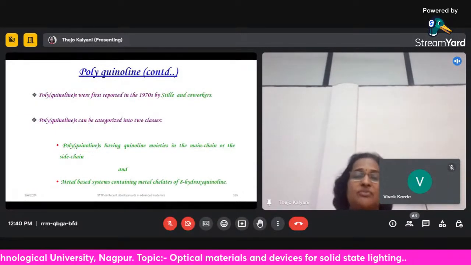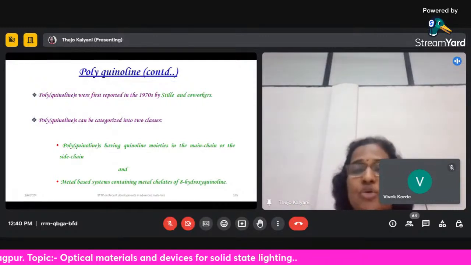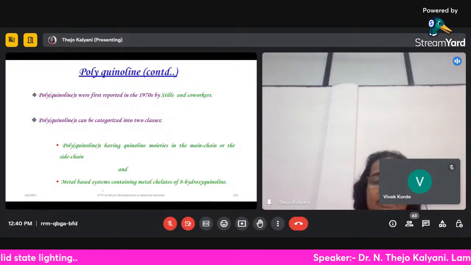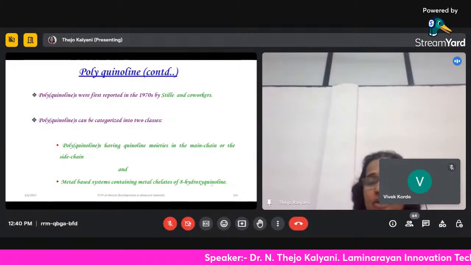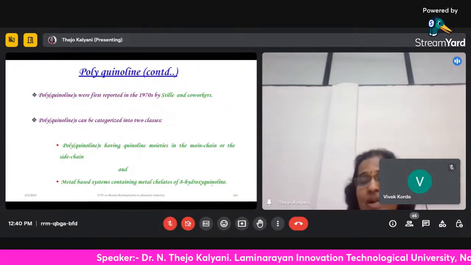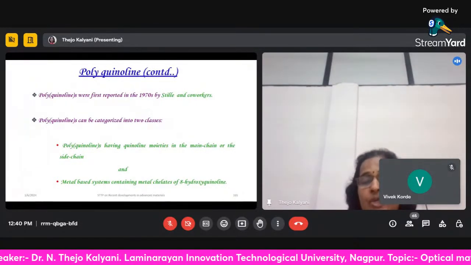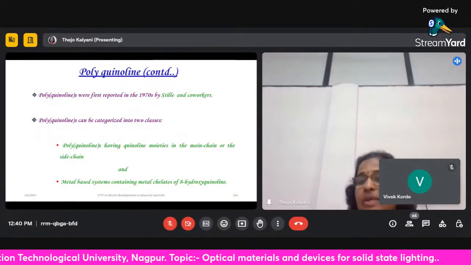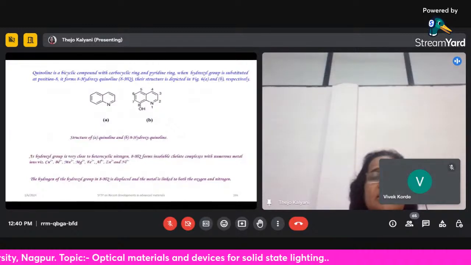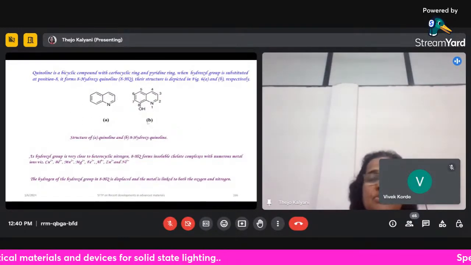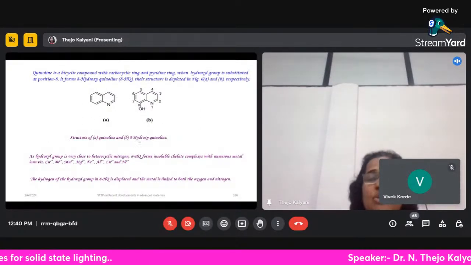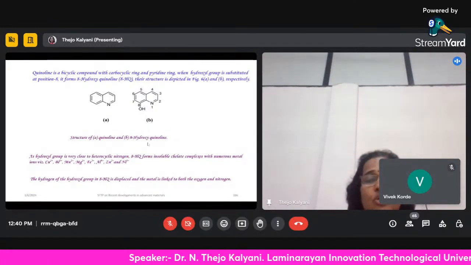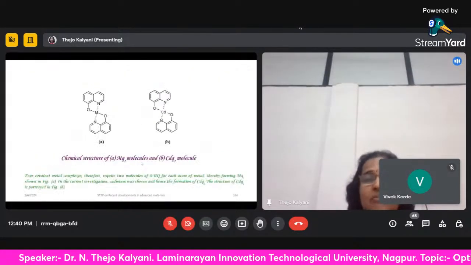So the polyquinolines were first reported by Still and co-workers in 1970. Actually, they are categorized into two categories: polyquinolines and metal-based systems. So we have tried with these metal chelates of 8-hydroxyquinoline, which is generally quoted as MQ2. M stands for metal and Q2 stands for the metal chelate, which is used two times. Okay. So next, this is the structure of quinoline. Suppose this is 8-hydroxy, the hydroxy is added to the 8th position. We call it 8-hydroxyquinoline, and we have used this 8-hydroxyquinoline in combination with different metals, and that is what I'm trying to show now.